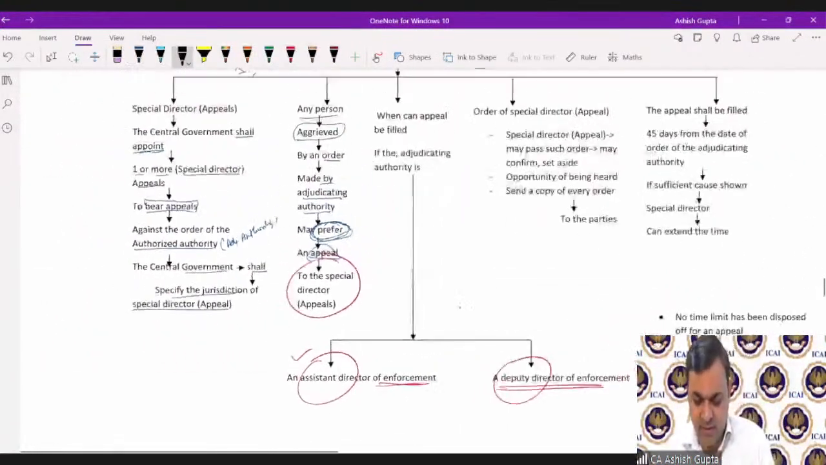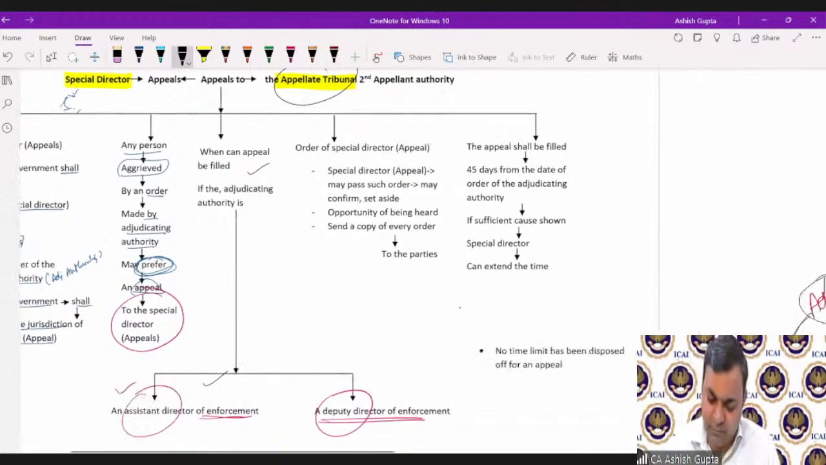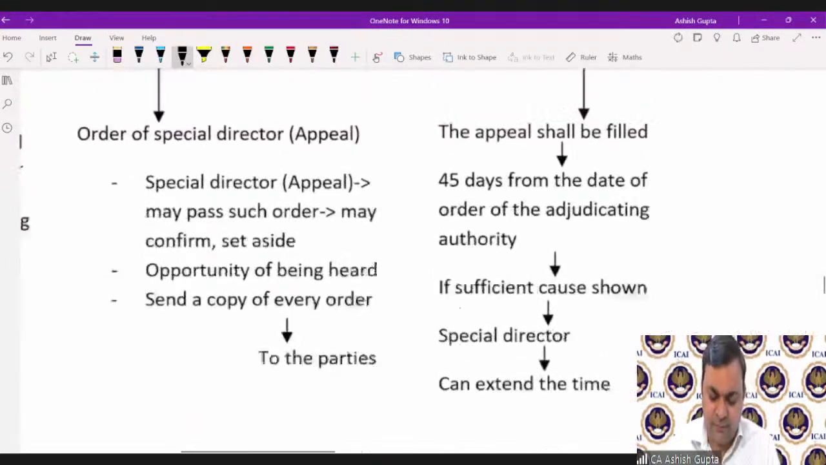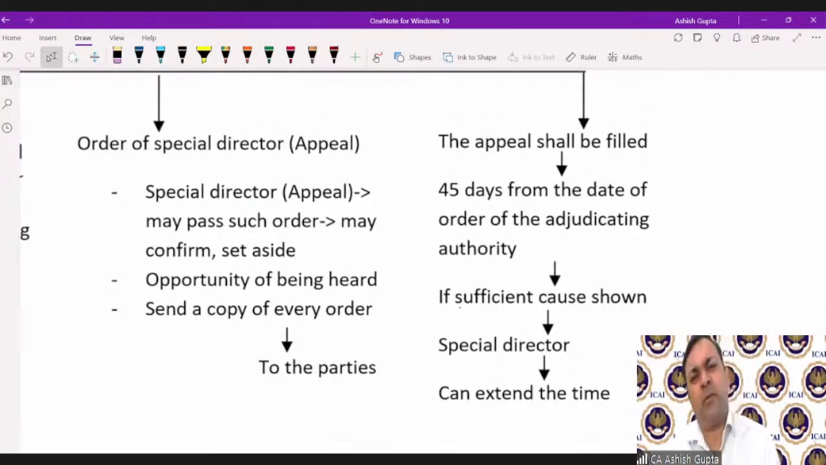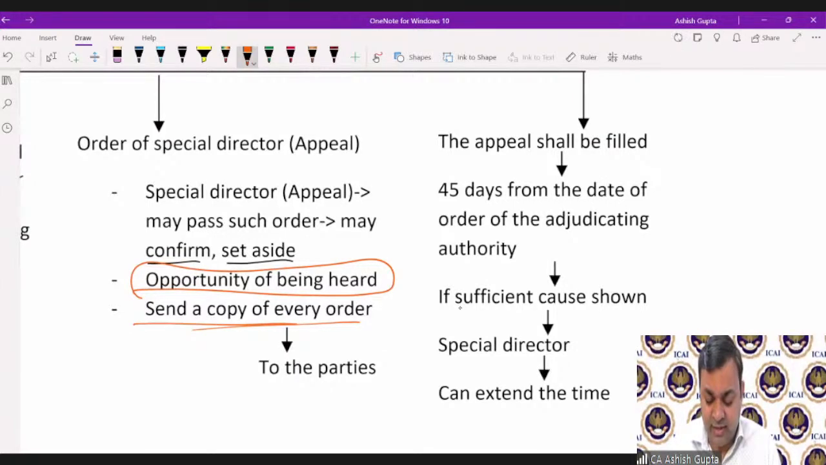Okay. Now listen. When can an appeal be filed? If the adjudicating authority is acting as an Assistant Directorate of Enforcement. Okay. Order of Special Director Appeals. Special Director Appeals may pass such order, may confirm, set aside. You need to provide an opportunity of being heard and send a copy of every order to the party.